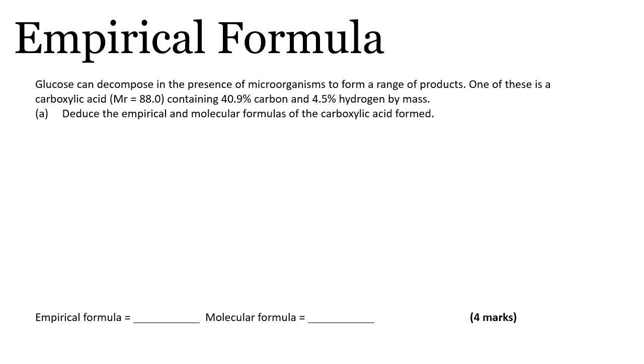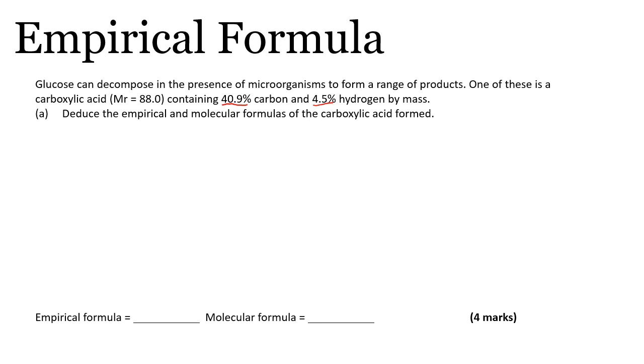So we've got glucose decomposing with some microorganisms to form a range of products. One of these is a carboxylic acid with an MR of 88. It contains 40.9% carbon, 4.5% hydrogen by mass. So again, let's highlight the information they've given you. 40.9% carbon, 4.5% hydrogen. And we're going to work out, because deduce just means work out, the empirical and molecular formulas of the carboxylic acid.